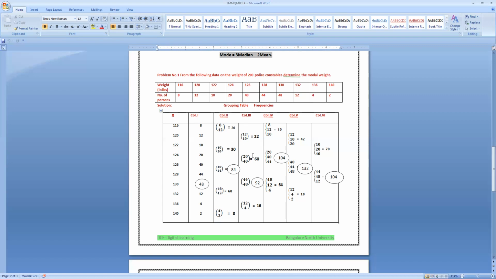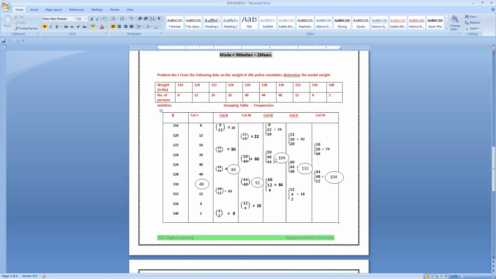In the third column, we should leave the first frequency given in the question, then go for adding the numbers. We should leave this 8 for the third column. 12 plus 10 becomes 22, 20 plus 40 becomes 60, 44 plus 48 becomes 92, 12 plus 4 becomes 16. Like this we should add the numbers. Here also the highest number is 92, so we should circle it.